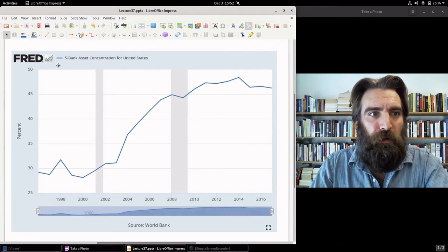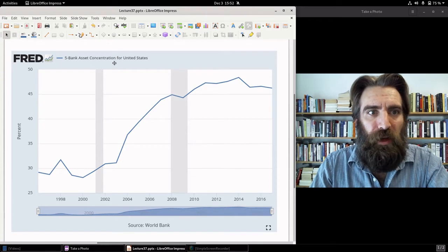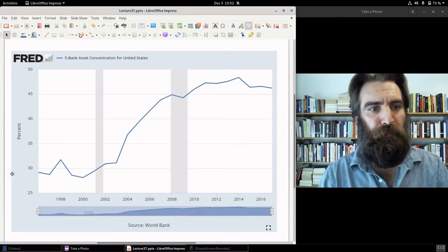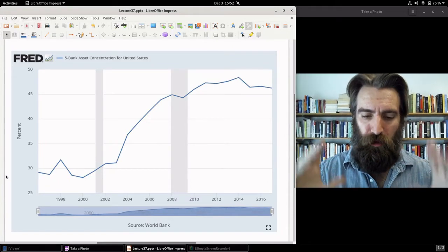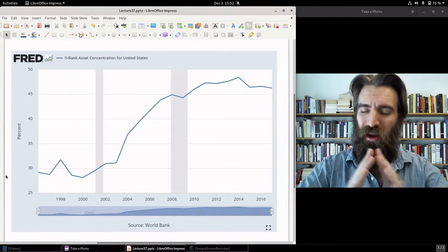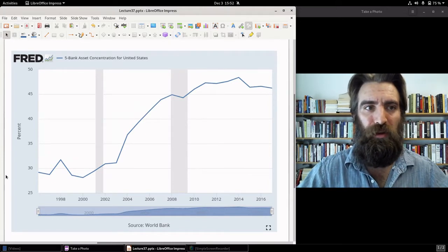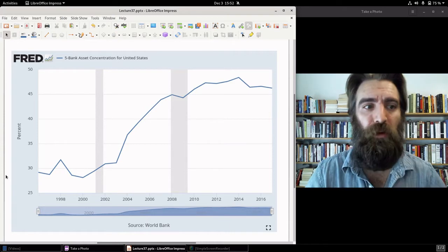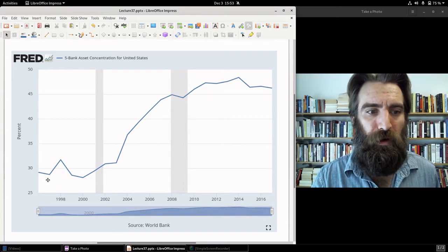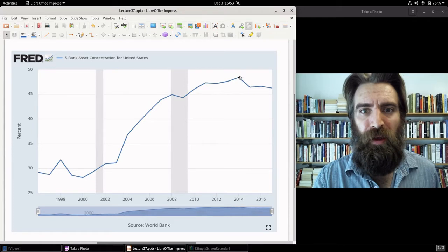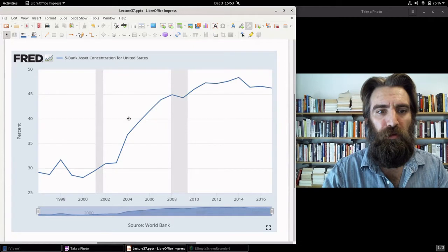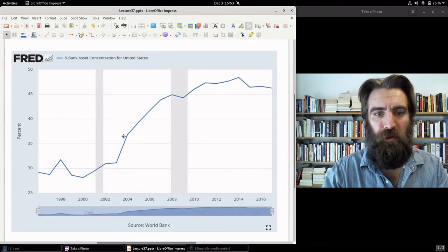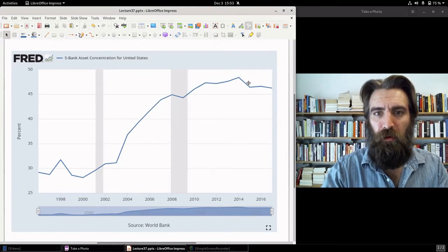this is a graph from the Federal Reserve, 5-bank asset concentration for the United States. So this is if you take the top 5 banks in the United States and then say, okay, what percentage of all banking assets in the U.S. do the top 5 banks comprise? Well, it was about 30%. Now it is above 45%. So just huge increases. Much of this increase happened in the 2000s. Dodd-Frank didn't do anything to stop it, and in fact, in some ways exacerbated the problem.